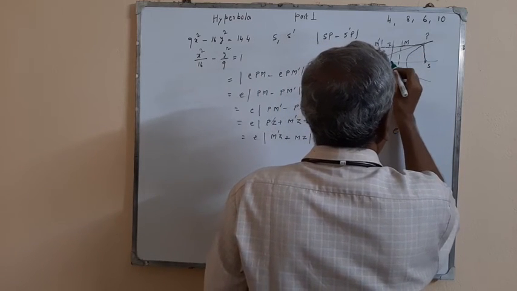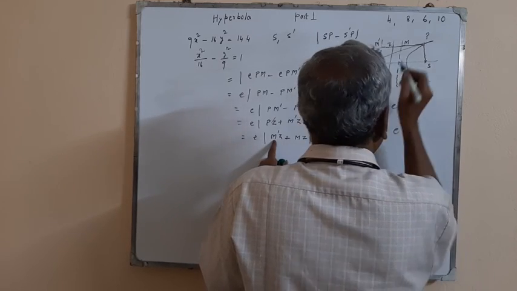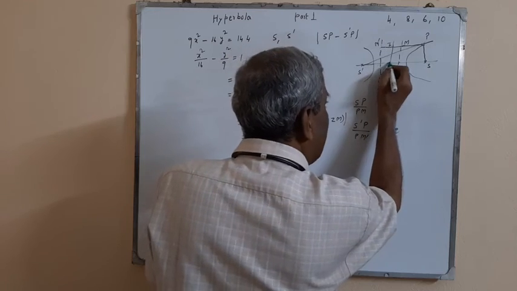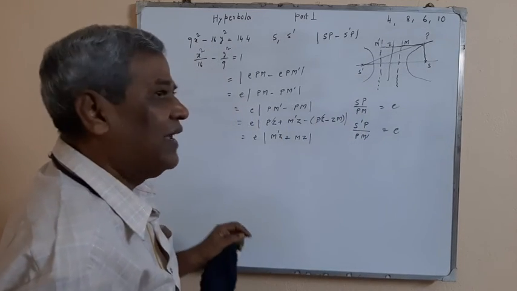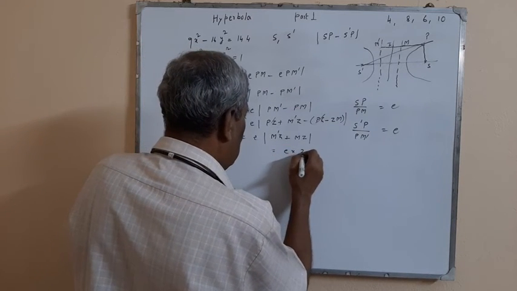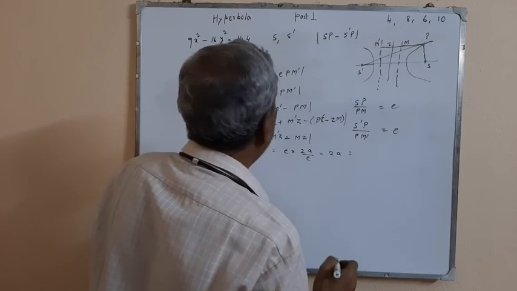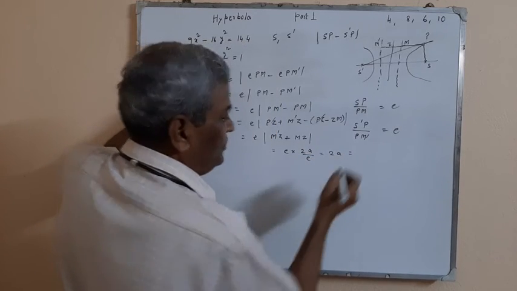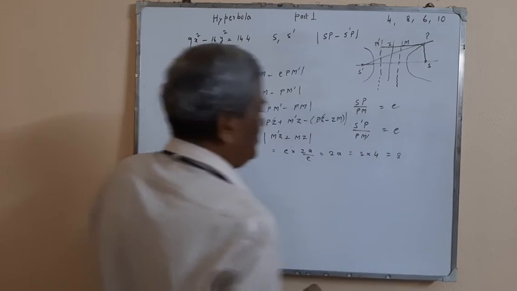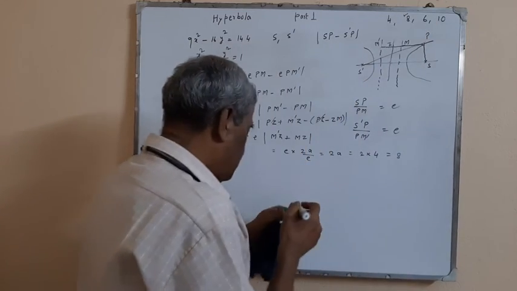MZ means from origin to directrix, it is A by E, and this is M dashed Z. It is equal to, length is that length, it is also A by E lengthwise, so it is equal to E into 2A by E is equal to 2A. It is equal to 2A means 2 into A is 4, so 8 is the answer. So this is the correct option.